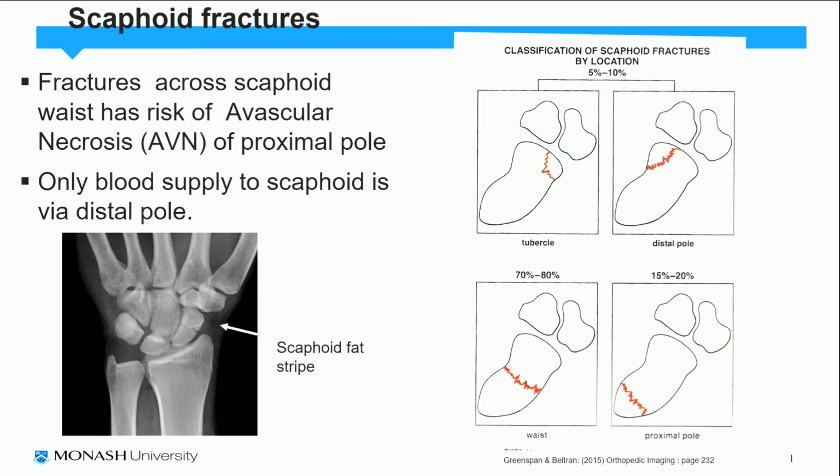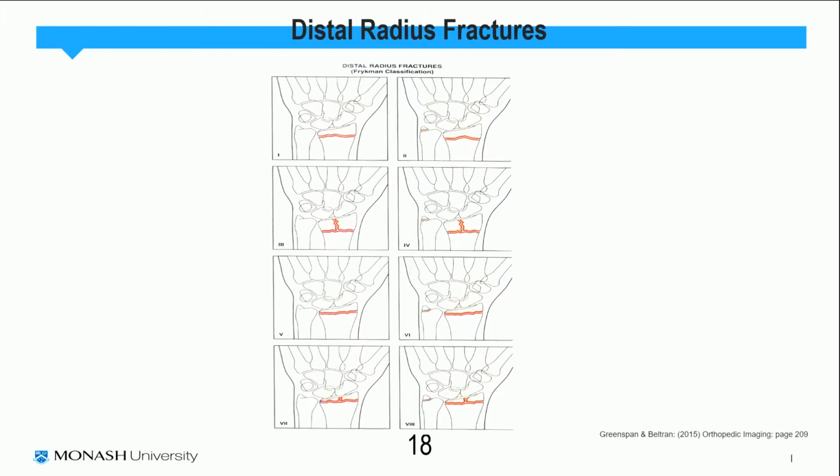On the X-ray image on the left, I've just included the scaphoid fat stripe, which is often seen with scaphoid injuries, and on this image you can see there's a fracture through the waist of the scaphoid.